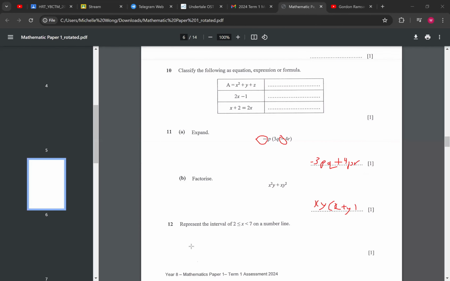12. Represent the interval of 2 less than or equal to x and x smaller than 7. So you draw a line, you do the first few numbers on the line. It should be 2, 3 here and 6, 7, 8. So this one, you color it black because it says equal to here, and 7 is right here, and you just connect the line.